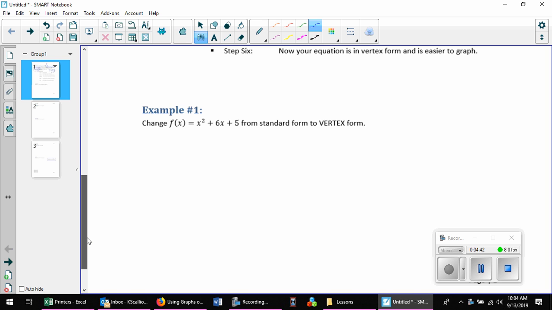You guys ready to do this? Perfect. All right, so we have f of x is equal to x squared plus 6x plus 5. Okay, so the first thing I'll do is group anything that has an x in it. And luckily, in standard form, they're written in order, so they should be side by side. Can you handle that? No? That was the hardest part?